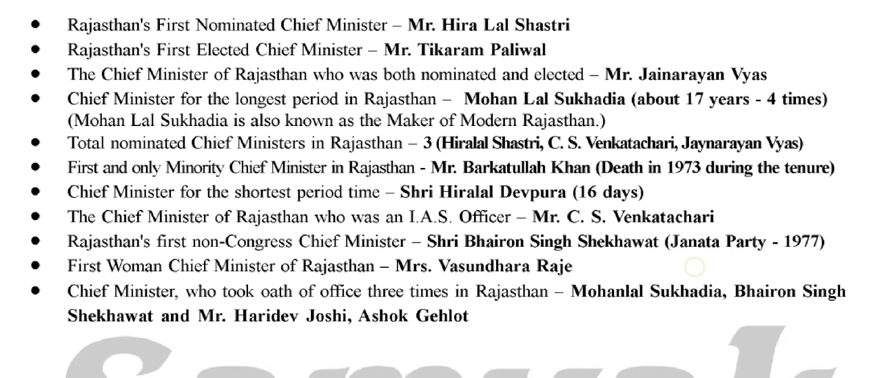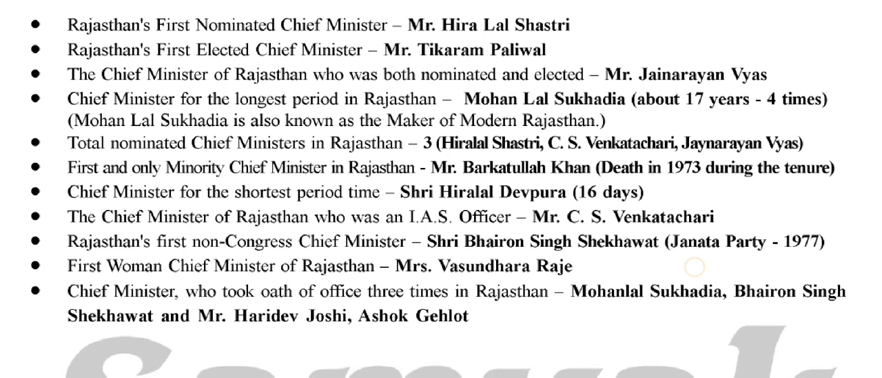Rajasthan's first nominated chief minister, Mr. Hira Lal Shastri. Rajasthan's first elected chief minister, Mr. Tikaram Paliwal. The chief minister of Rajasthan who was both nominated and elected, Mr. Jainarayan Vyas. Chief Minister for the longest period in Rajasthan, Mohanlal Sukhadia, about 17 years, 4 times. Mohanlal Sukhadia is also known as the maker of modern Rajasthan. Total nominated Chief Ministers in Rajasthan, 3: Hira Lal Shastri, C.S. Venkatachari, Jainarayan Vyas.